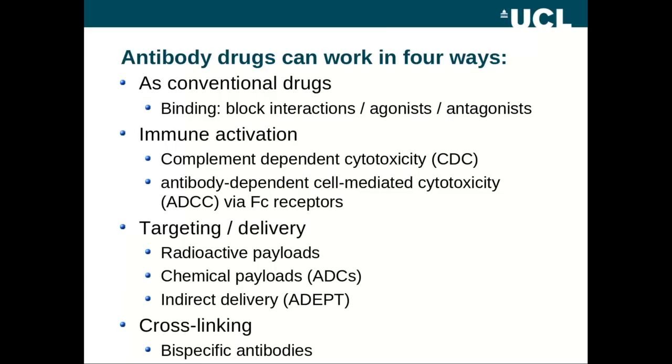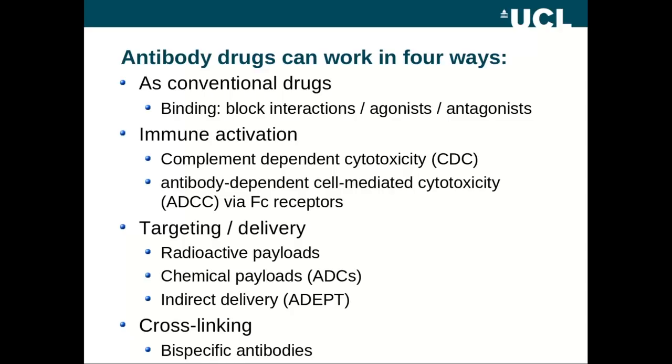The third way in which antibodies can be used as drugs is for targeting or delivery. So we can have a radioactive payload, in other words, we have some sort of chelating agent attached to the antibody, and that then holds a radioactive ion in place. The antibody goes to the site of interest and the radioactivity kills the surrounding cells.